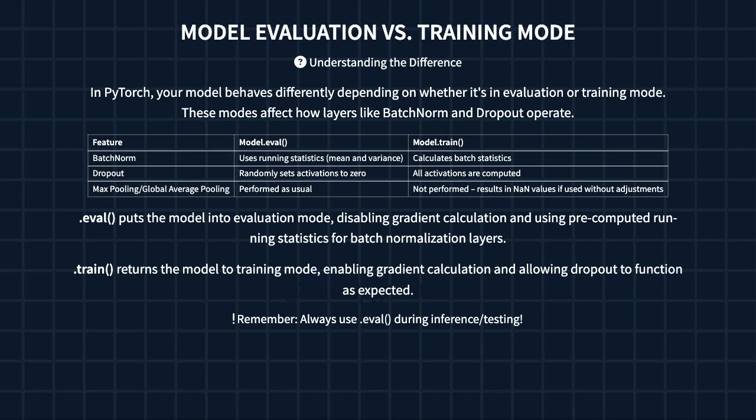Similarly, if you are training your model, then you need to put it in training mode using the train method. This enables gradient calculation so that Pytorch can update the model's weights during backpropagation. Dropout layers also work differently. They randomly zero out activations when in training mode, which is important for regularization. So always remember to use eval when you are doing inference and testing.